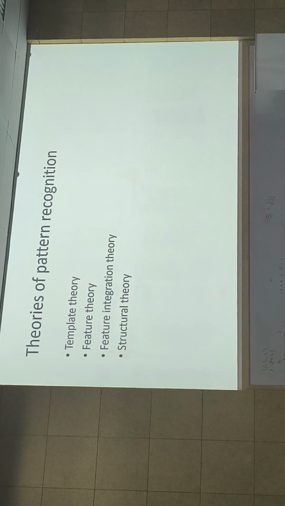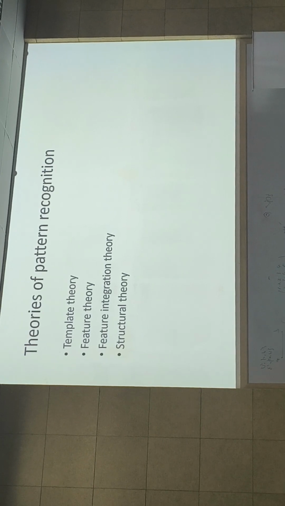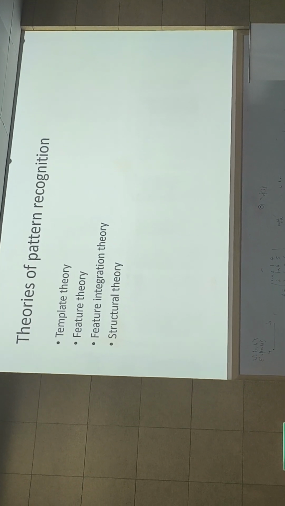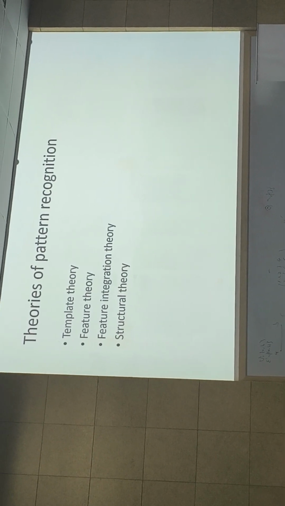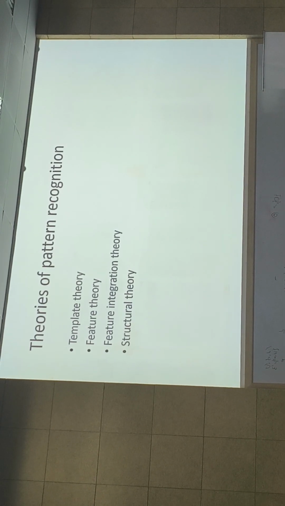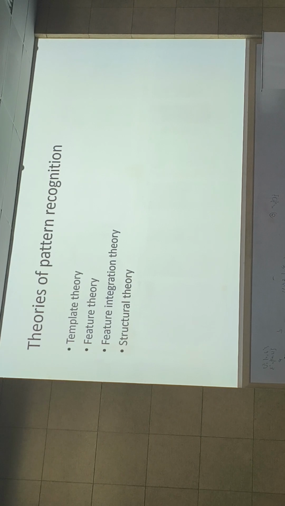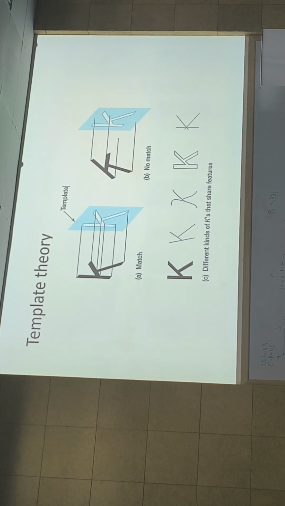Then we went on talking about different theories of pattern recognition. So earlier I mentioned pattern recognition, I mentioned perception, right? Two different things. Pattern recognition is about understanding what we see. Okay, perception is about being able to see or to receive the senses from our sensory organs. Okay, so we have covered at least four different types of theories. One is template theory, feature theory, feature integration, and structural theory.